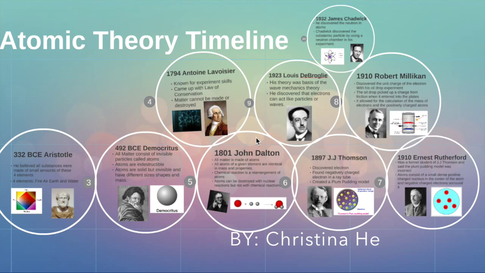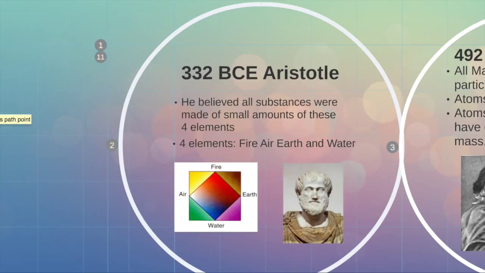Atomic theory timeline. 332 before Christ, Aristotle believed all substances were made of small amounts of these four elements: fire, air, earth, and water.